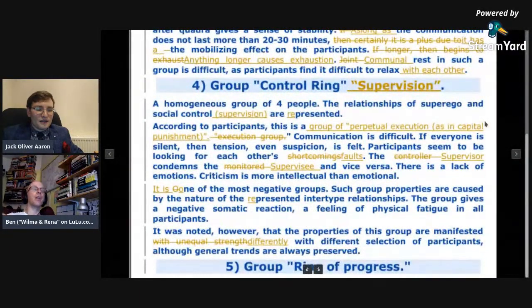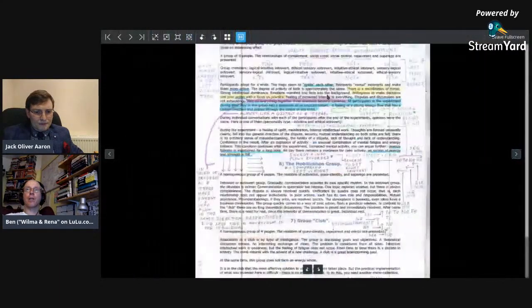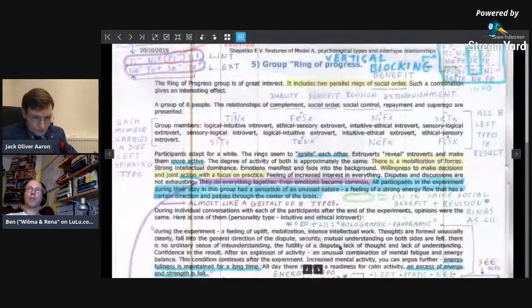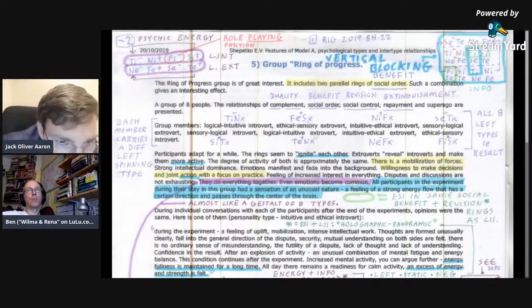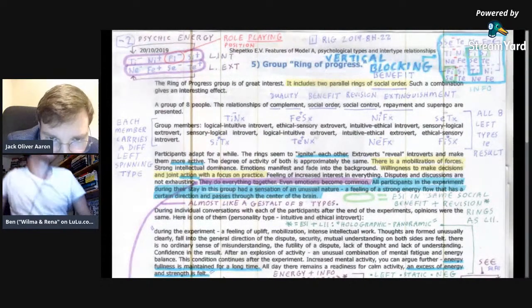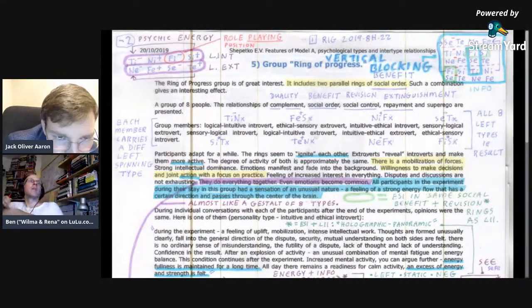There's a wrinkle in the next experiment when they did the ring of progress. Okay, that's interesting. Let's look at that. The ring of progress is of great interest. It includes two parallel rings of social order benefit. Such a combination gives an interesting effect.